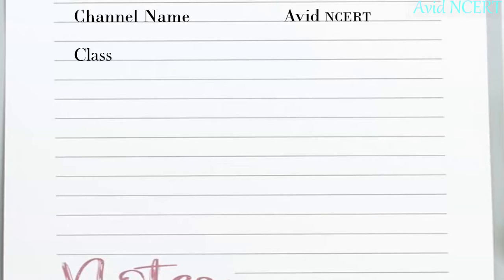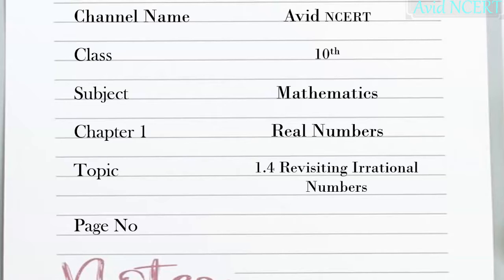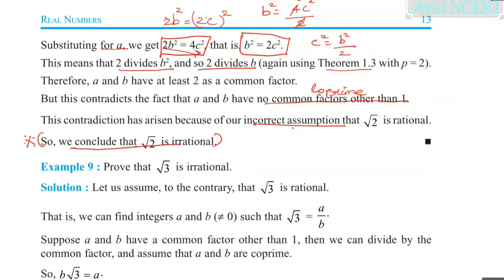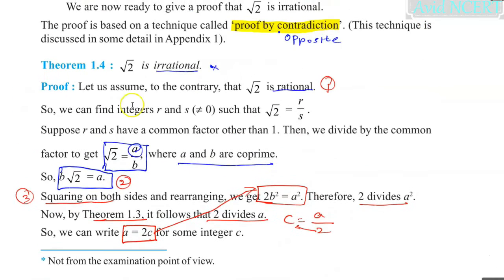This is Geeta. This session is for class 10 mathematics, chapter 1 real numbers, and the topic we will be discussing is 1.4 revisiting irrational numbers, starting from page number 13, and the problem we will be solving today is example 9. So in page number 13 we have already discussed theorem 1.4, root 2 is irrational.